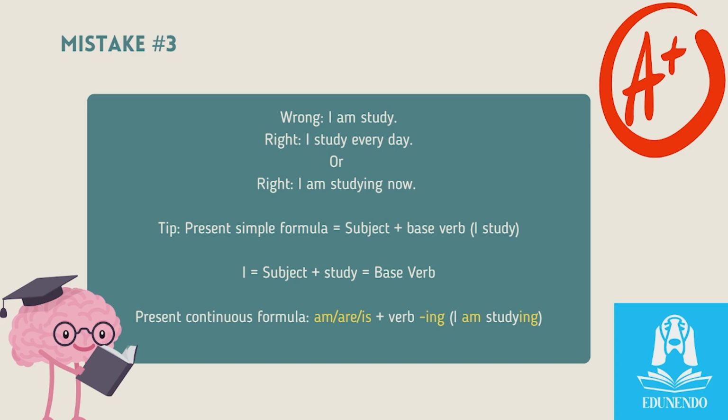Now this is the present continuous formula where you look at am, are, or is, that's in yellow, plus your verb that ends in ing. For example here, I am studying. Okay, I am studying. Good job.